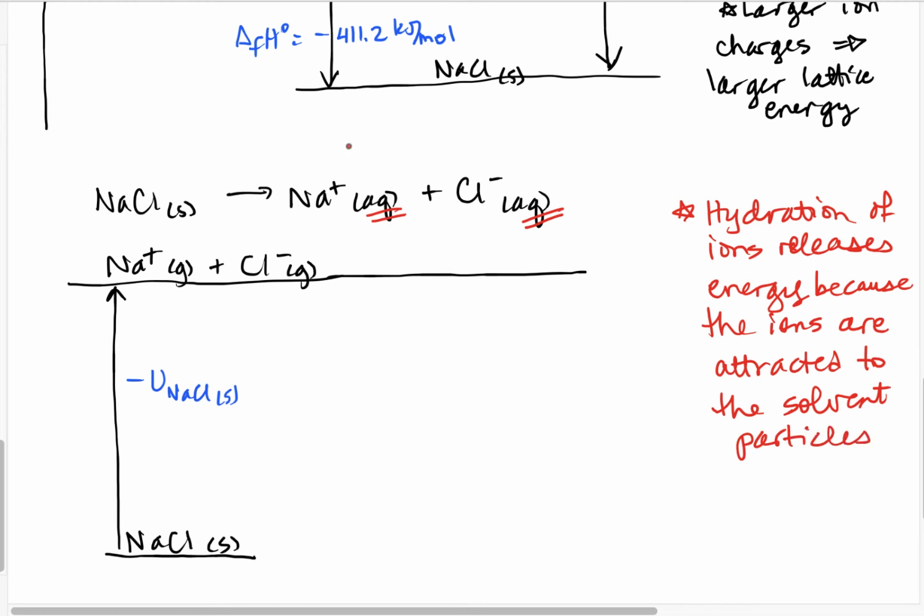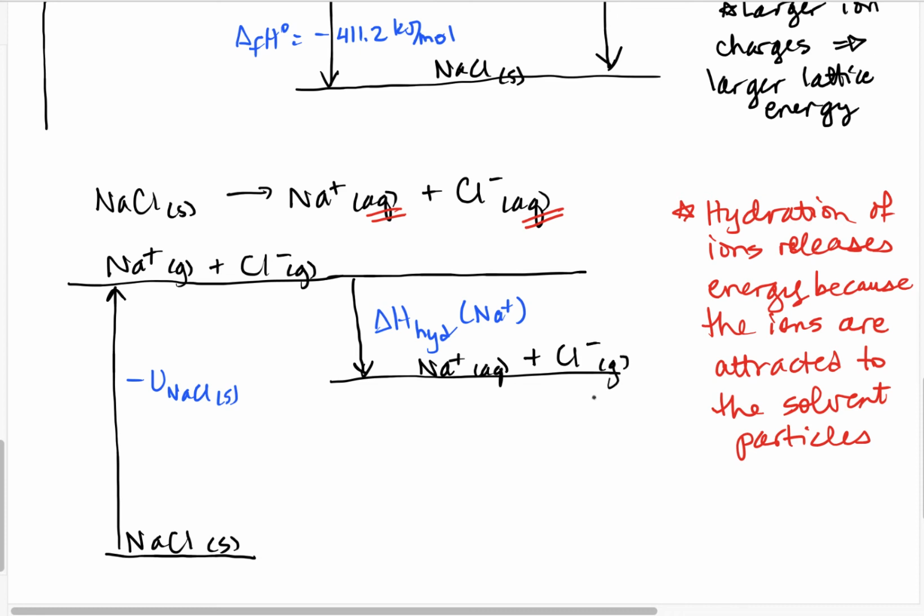So just like before, let's do these one at a time. It doesn't really matter what order we do them in. We could look up these numbers. So this would be the hydration enthalpy for sodium ion. And this is going to get us sodium now in aqueous form, but we haven't done anything to the chloride yet, so that's still in gaseous form. And now we're going to go and do it again. So we have another hydration enthalpy for the chloride.